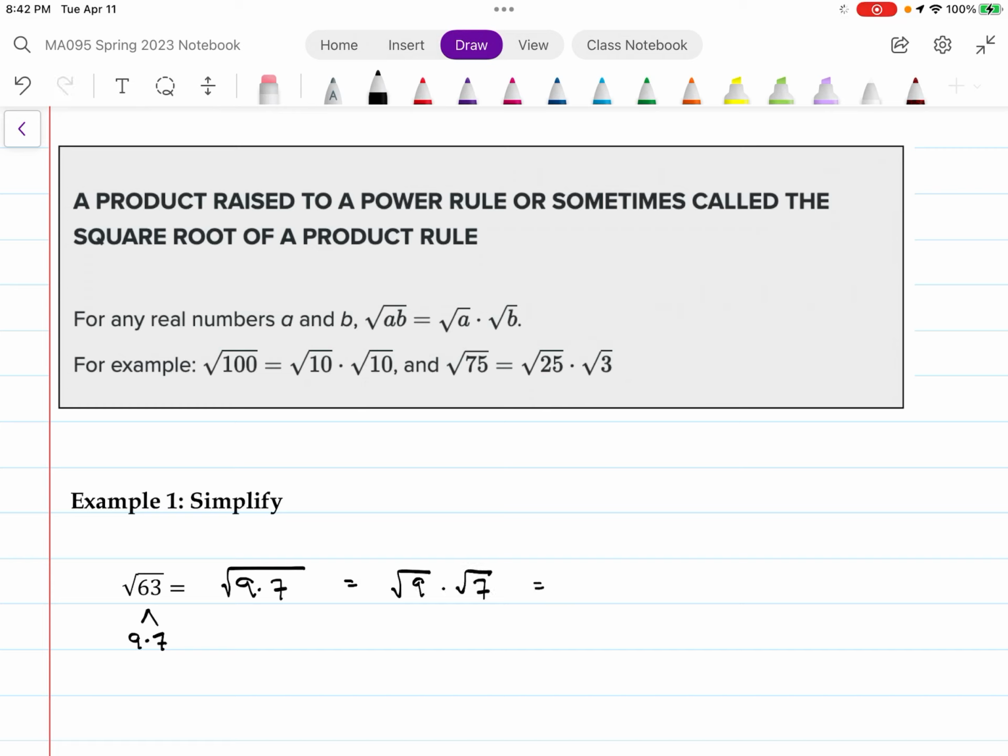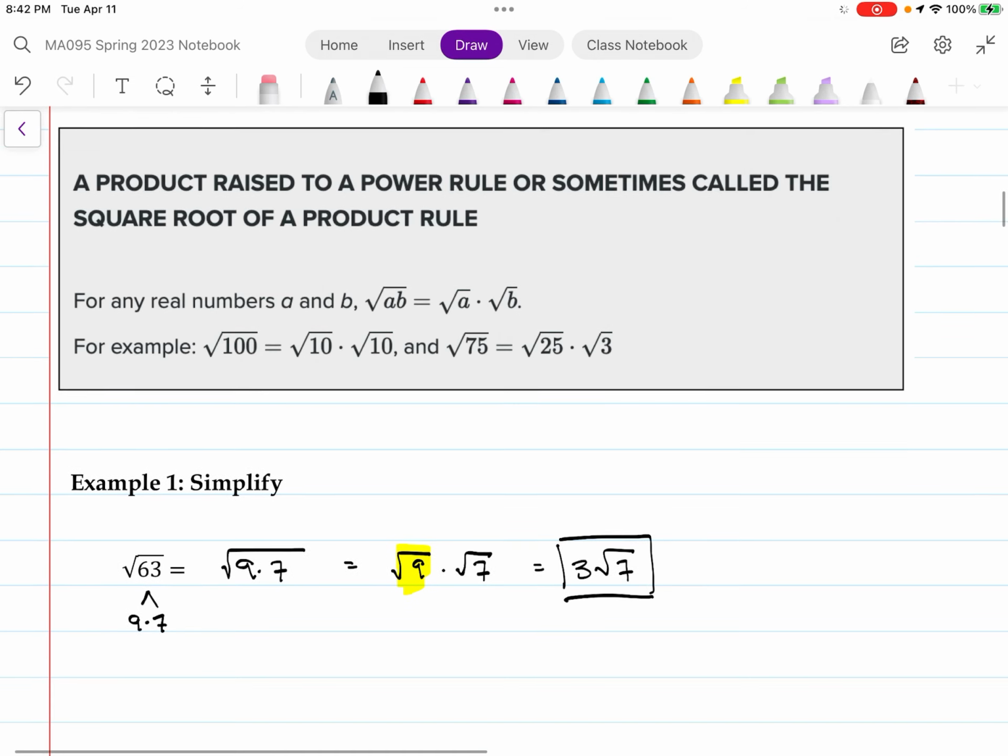Square root of 9, this portion right here, is 3. And we're only going to use principal roots, so only the positive ones on these, on simplifying, just like last time. So square root of 9 is 3 times the square root of 7. So square root of 63 simplifies down to 3 square root of 7.